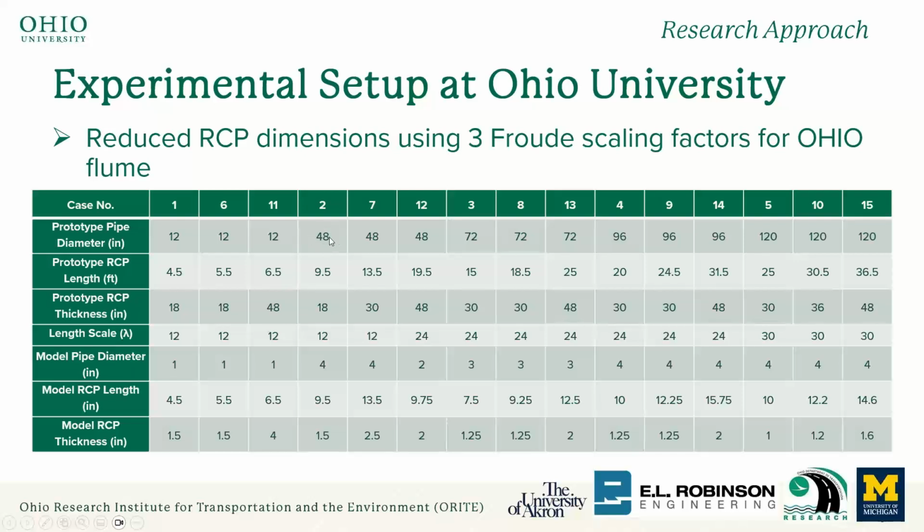48-inch prototype culvert, using a factor of 12, that means the scaled diameter will be 4 inch, and the length of RCP, based on the design chart I showed earlier, would be 9.5 inch, and the thickness of RCP will be 1.5 inch. So you can see you basically just divide your prototype size by lambda to get the scale size. So, 15 of those.